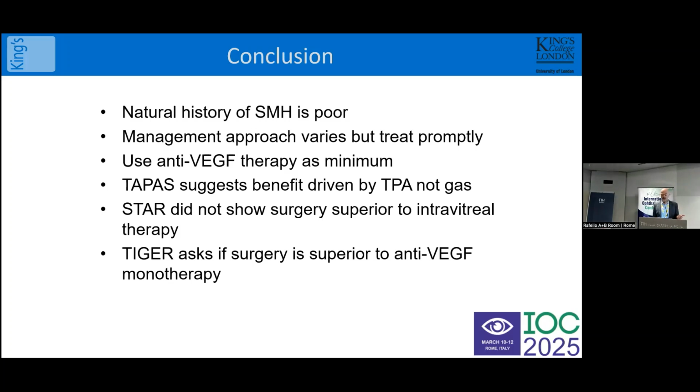TAPA suggests that TPA may be driving the visual benefit. The STAR trial didn't show superior visual acuity with surgery over anti-VEGF therapy, but it doesn't establish equivalence. And the TIGER trial asks if surgery is superior to anti-VEGF monotherapy and is about halfway through at the minute. So thanks very much, if there are any questions.